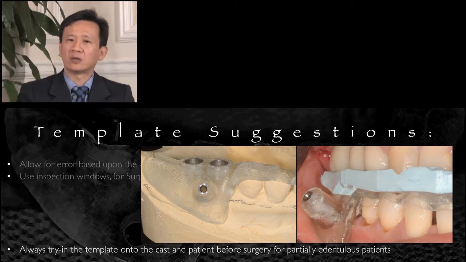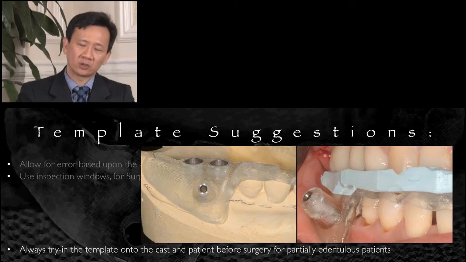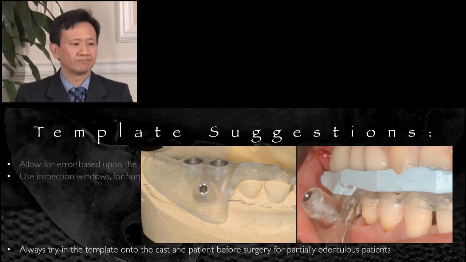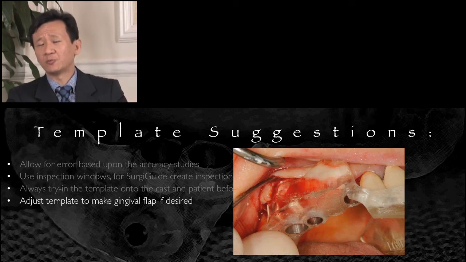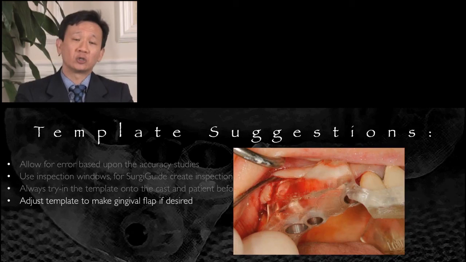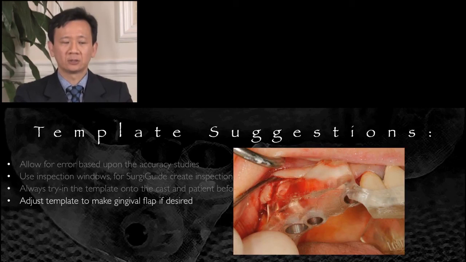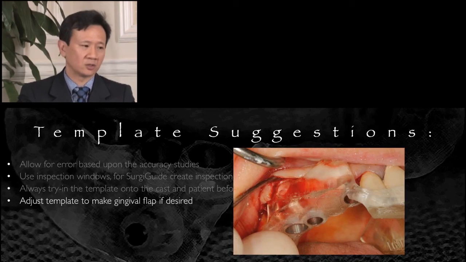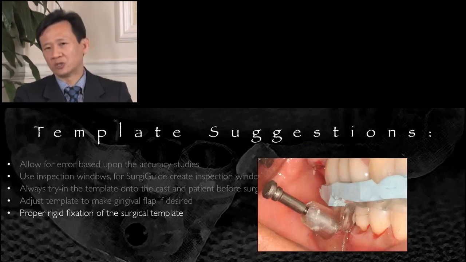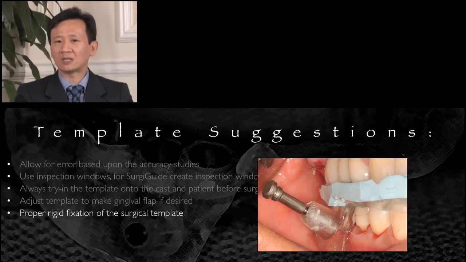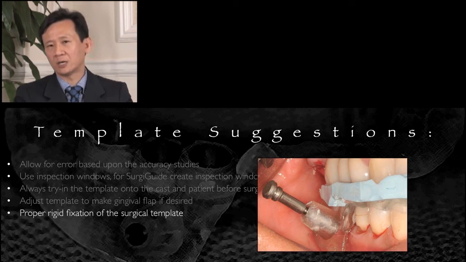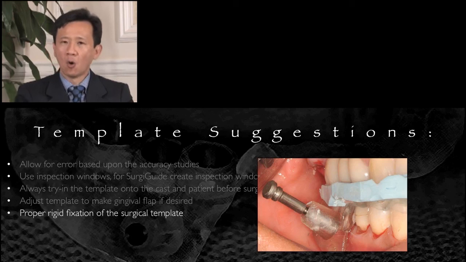Always try on the template. I do it first on the cast, and then take the time to seat it onto the patient, making sure through the verification windows that the surgical template is properly seated. If you desire to have flaps laid, you can alter the surgical template, cut a flap around the template, and seat the implants if necessary. Always have rigid fixation. Make sure that there are enough teeth to rigidly hold the position of the surgical template onto the patient, or use some type of fixation.